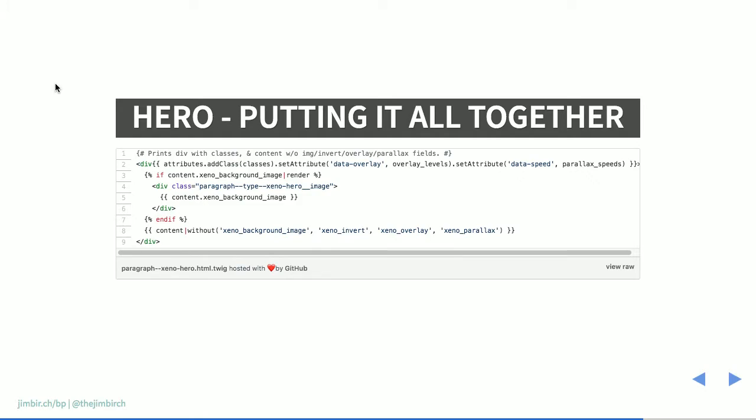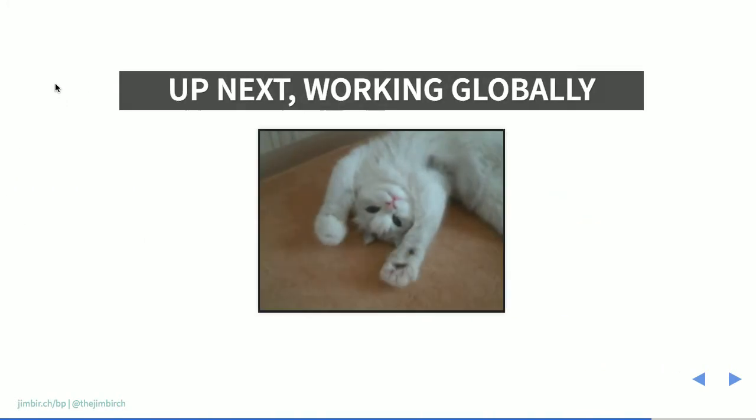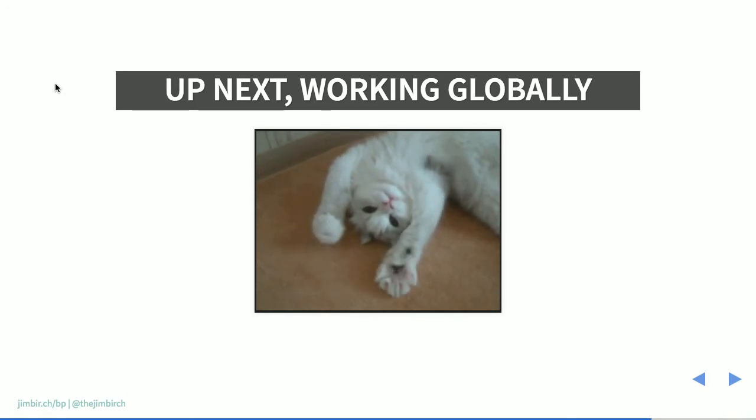And then we print the background image by itself in a background image div, and then we print the content without the image, without invert, without overlay, without parallax. So that gives you a more complex example. And that thing on the demo site, I have the Lego picture with it scrolling up and down. I think there's a zoom and a parallax on there. So I needed to do that for a client.